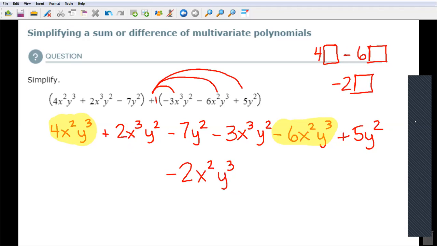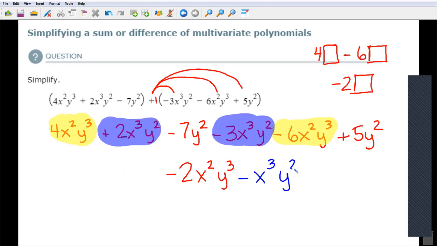The next set of terms that I have here are 2x to the third y squared. And you'll see here, as I mentioned just a minute ago, this term right here has the same thing. Same exponents attached to the same variables. So notice I got 2 of these here, and I've got 3 of them there. When I subtract, I'm going to have just 1 of them. I'm actually going to have -1 of them. 2 minus 3. So there's that second term.